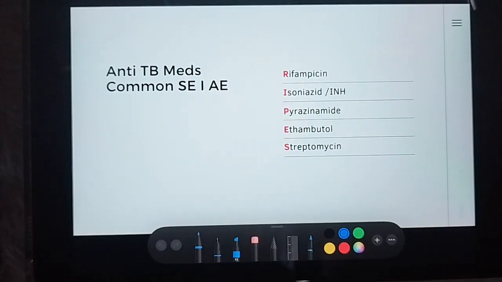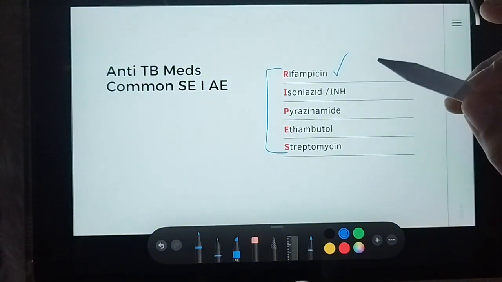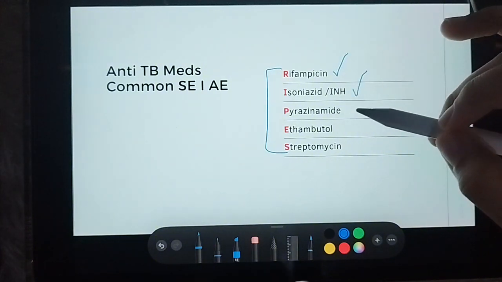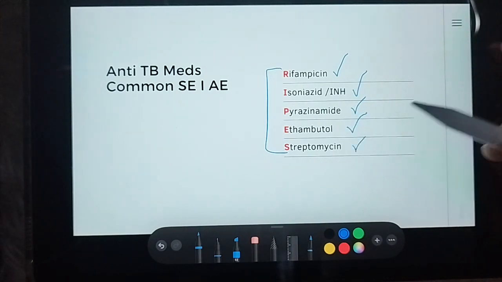Now, let's talk about the anti-TB meds and their common side effects and adverse effects. Ang ating mnemonic is RIPES. R is for rifampicin, I is for isoniazid, P is for pyrazinamide, E for ethambutol, and S for streptomycin.